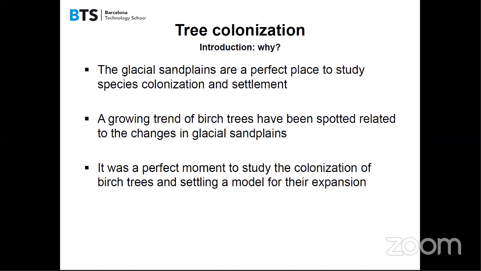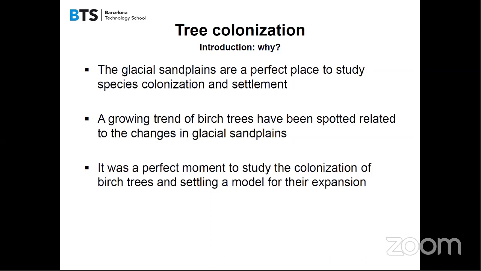In this case, it's a type of glacial sampling, a perfect place to study species colonization and settlement. And there was this growing trend of birch trees that were growing there in very strange patterns, following ravines and old moraines. A moraine is what the glacier ends up leaving as a little mountain after receding. So it was a perfect moment to study what happens when glaciers retreat, right?